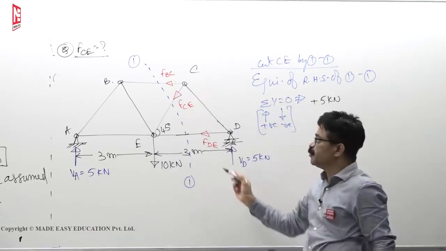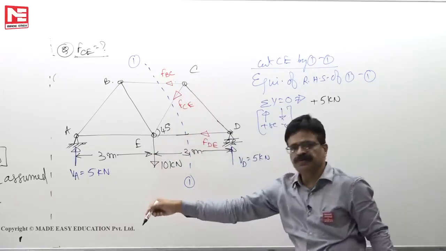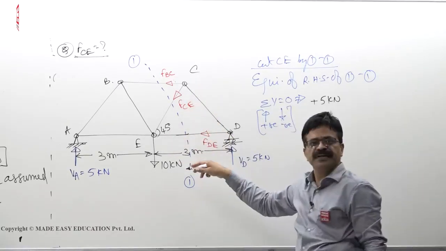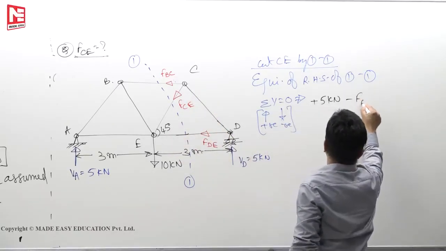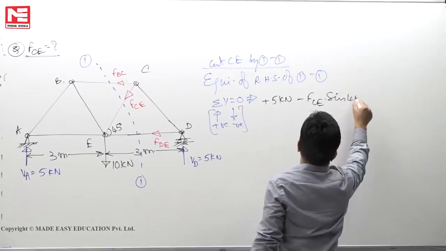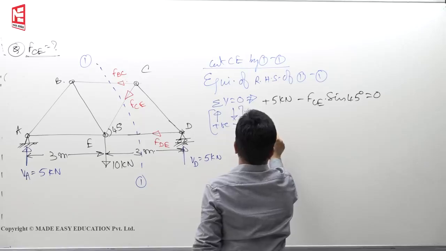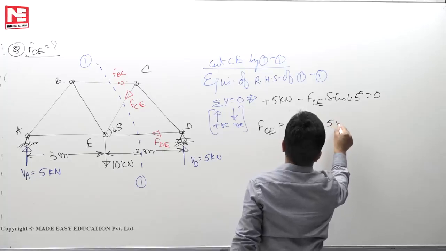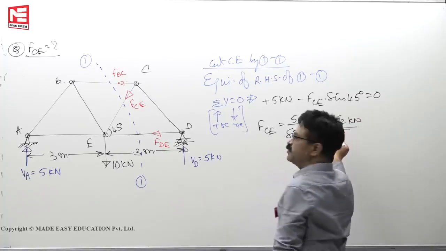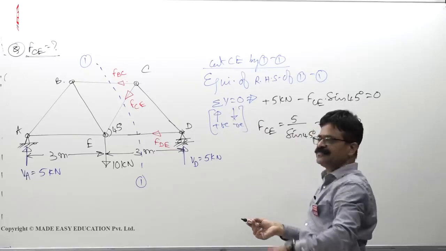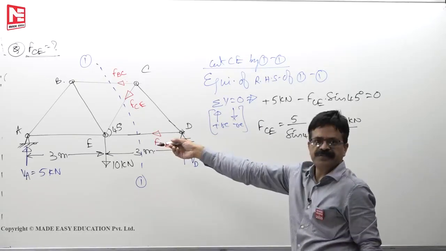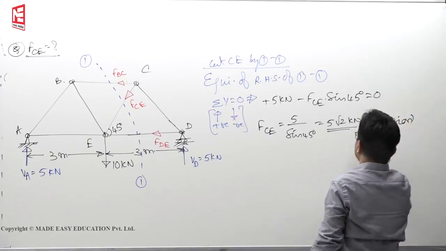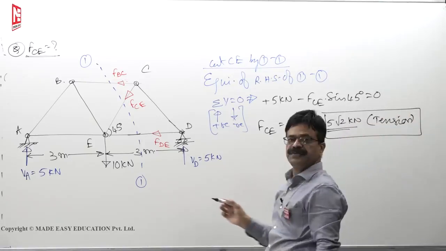FCE downward, but not vertically downward, it is inclinedly downward. What's the y component of that when you are writing sigma y? FCE sin 45, you will get y component. So minus FCE sin 45 must be 0. So FCE will be 5 by sin 45. You will get 5 root 2 kilonewton. See, the question of negative sign will not come because you have already taken care of that. Because the arrow here is upward, it has to be downward. So 5 root 2 kilonewton, correct arrow mark we have taken, so tension. So one of the options will be this one, 5 root 2 kilonewton tension.